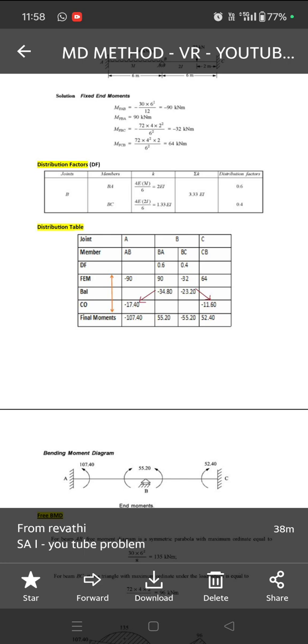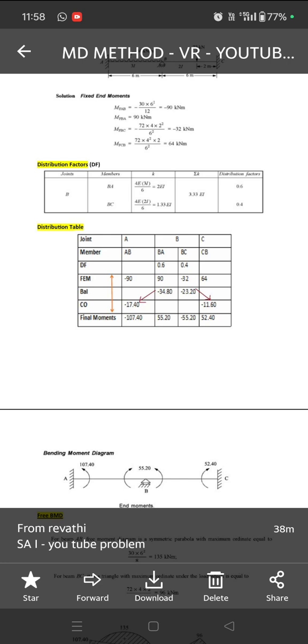In the moment distribution method, here we see the analysis of a continuous beam. This is a two span continuous beam. The span AB length is 6 meter, which carries a UDL of 30 kN per meter, and its moment of inertia is 3I. Next, in the span BC, its length is 6 meter, where a 72 kN point load is acting 4 meter from B, and its moment of inertia is 2I.